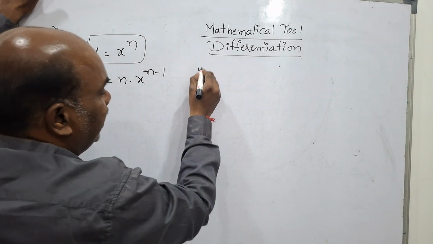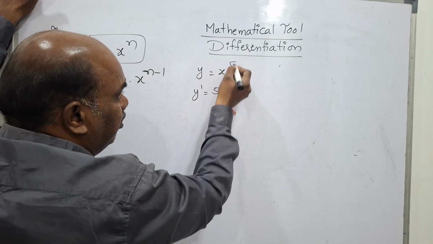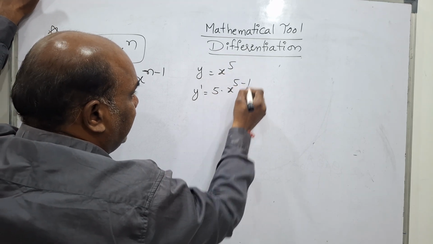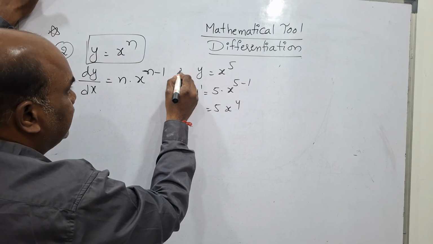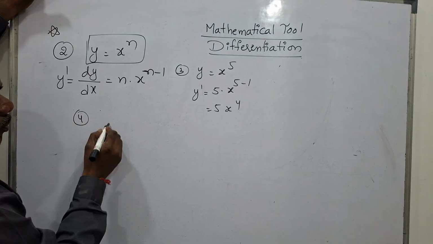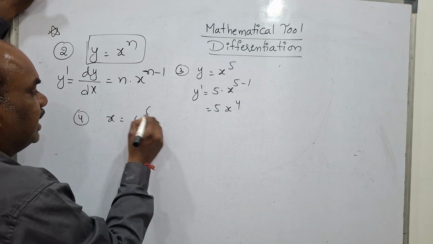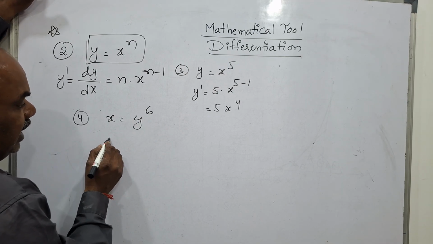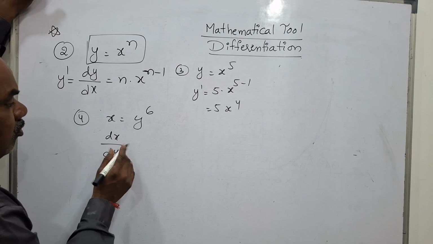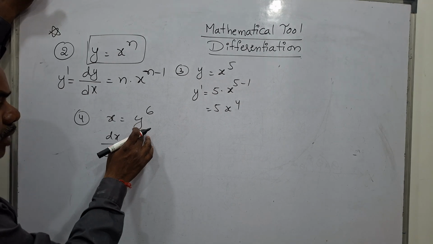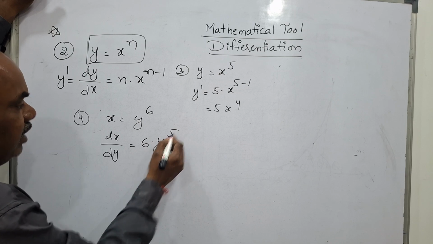Some examples I'll tell you. Y is equal to x power 5. Simply you can write y dash is equal to 5, bring this forward, x power 5 minus 1: 5 into x power 4. One more example I'll tell you. This is example number 3. Example number 4: x is equal to y power 6. Simply you can write it as dx by dy. Now the function is with respect to y. Y is the variable. dx by dy, I am writing 6 into y power 6 minus 1, that is y power 5.